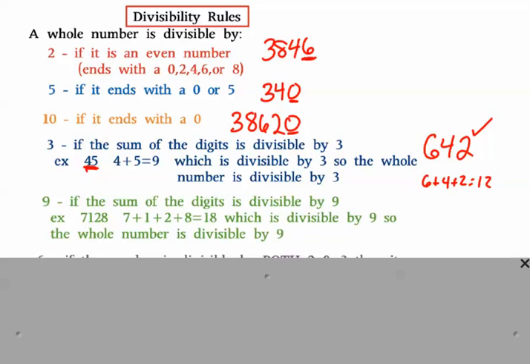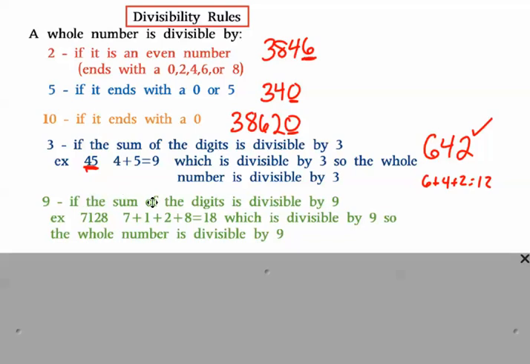9 is the same type of rule. You have to add the sum of the digits and see if that number is divisible by 9. So again, let's look at my number, 7,128. If I add 7 plus 1 plus 2 plus 8, that gives me 18. Is 18 divisible by 9? Yes, so the whole number is divisible by 9.